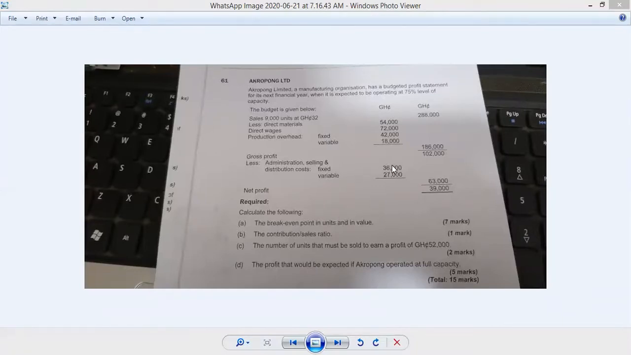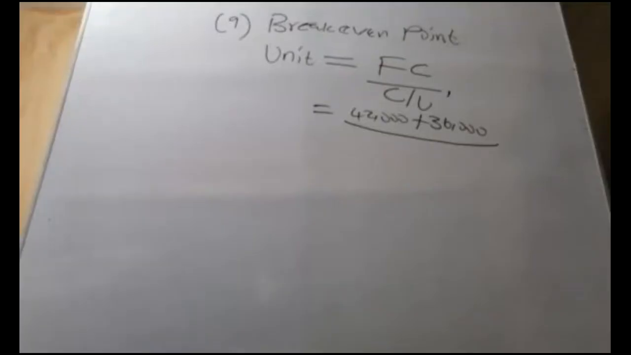Don't forget that the fixed cost has not been given to us as once. Here we want the total fixed cost, whether production or non-production load.